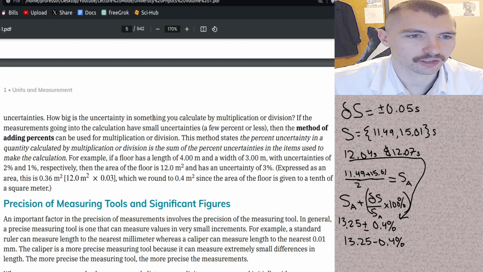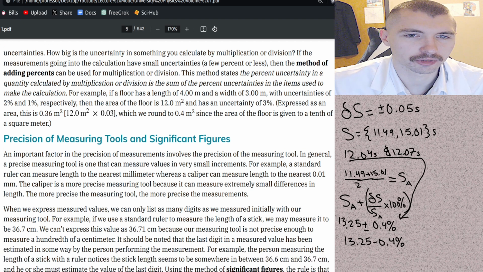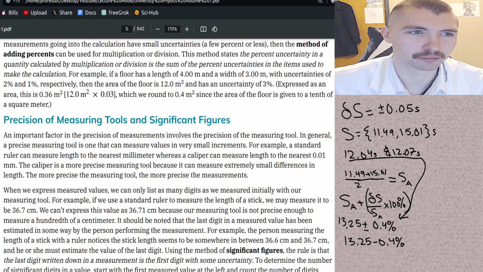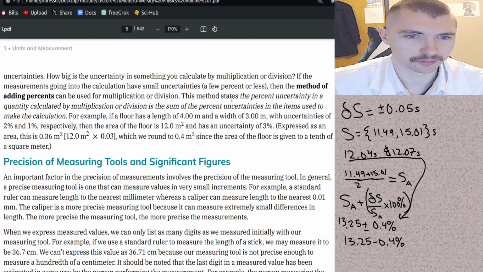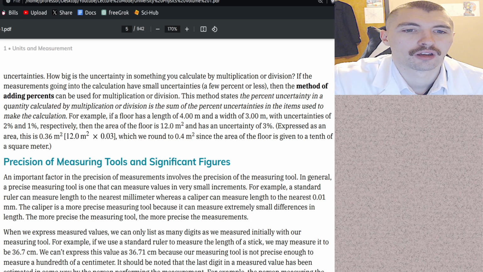How big is the uncertainty in something you calculate by multiplication or division? If the measurements going into a calculation have small uncertainties, percent or less, the method of adding percents is used. The method states the percent uncertainty in a quantity calculated by multiplication or division is the sum of the percent uncertainties. Okay.